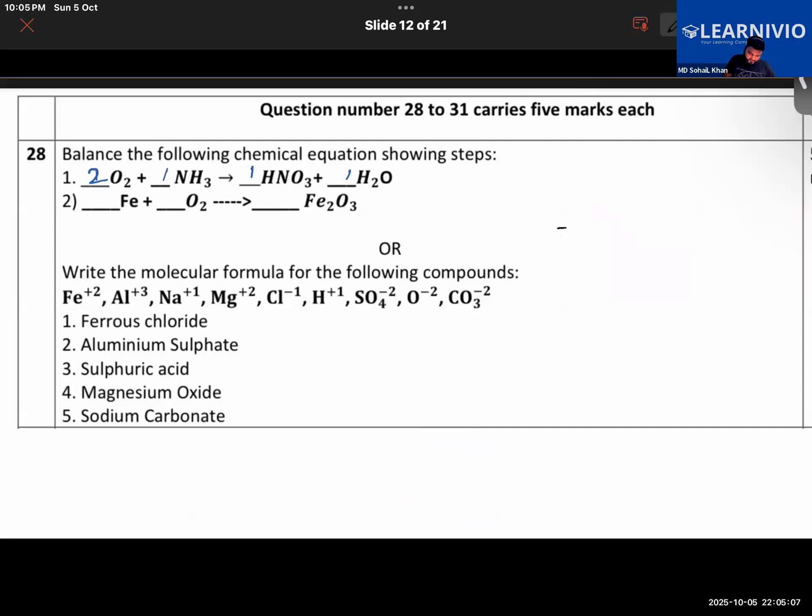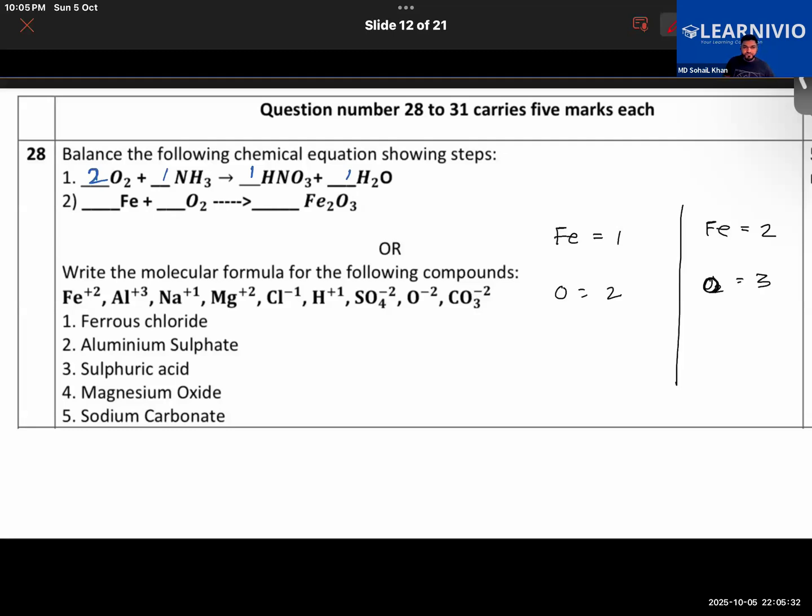So, Fe plus O2 gives you Fe2O3. So Fe will be 1, and O will be 2 on the left and 3 on the right. Okay, what should we do here?